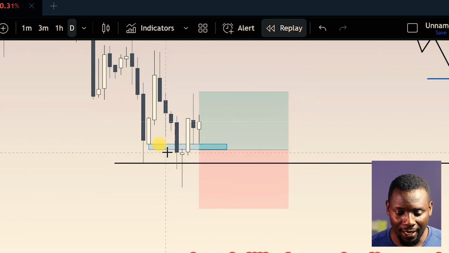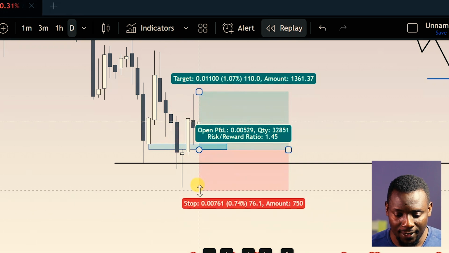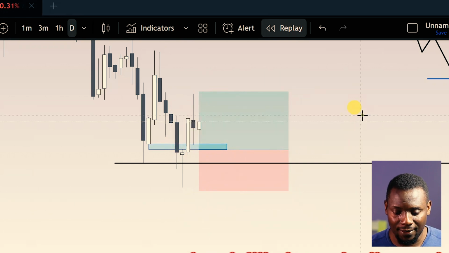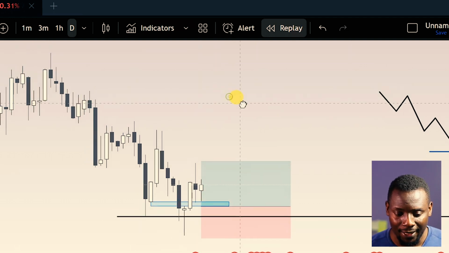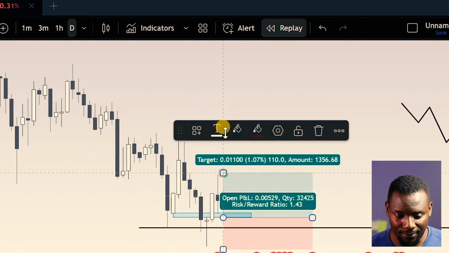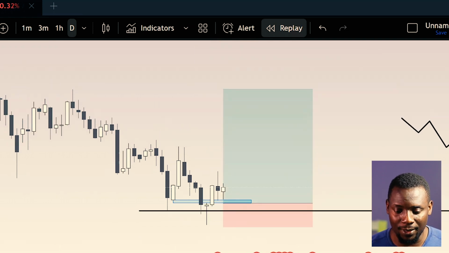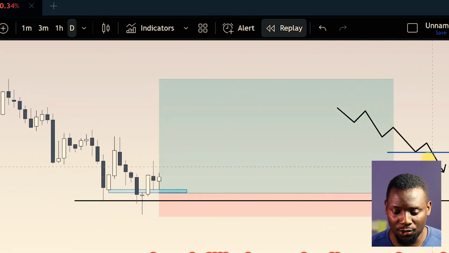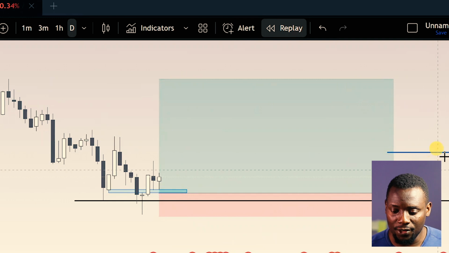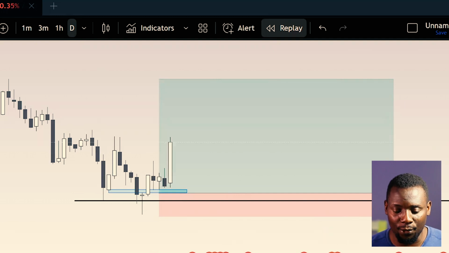So this candle right here is what I'm entering on, and then I would basically put my stop just a few pips below, and then my TP can be this level right here, because this is a valid liquidity level that I believe price would come back to. So let's try and play price to see exactly how this plays out.